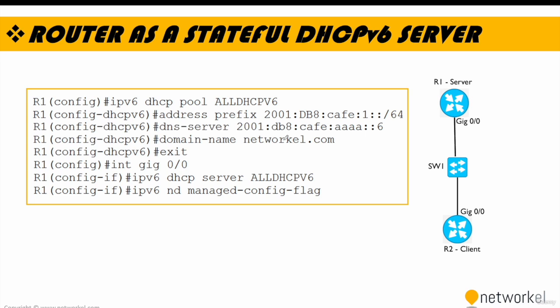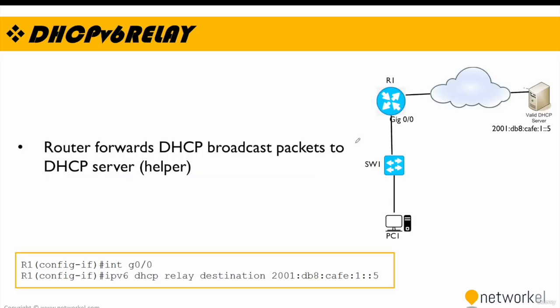So we have something called router as a stateful DHCP version 6 server as well. Let's have a look at this example. In this example, router 1 this time offers all address information, as you can see, like address, DNS, domain, everything is offered by this router itself.